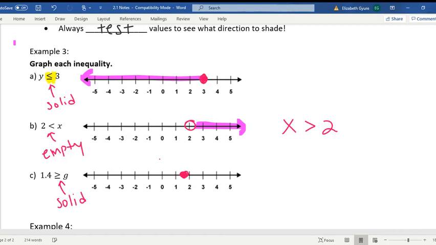Okay, now, do I need to rewrite this one, or is this one good the way it's written? It's not. Why isn't it good, Brooklyn? The variable's on the wrong side. So let's take this, we're going to flip it around and make it g is less than or equal to 1.4. We wanted to rewrite that. Remember, when you rewrite it, you got to flip your symbol around. So now g is less than or equal to 1.4. What direction do we want to shade this? To the left or to the right?